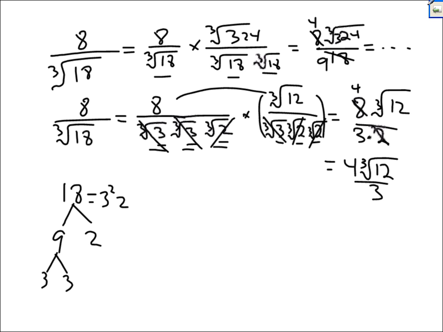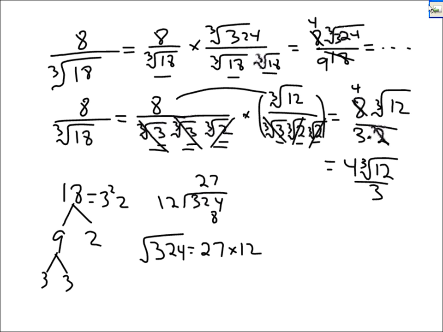Now, what you'd have to know is, just let me cheat a little bit, please. What you have to know is that 324 is 27 times 12. And good luck figuring that out. Good luck in figuring that out. That's why I prefer to use smaller numbers. The cube root of 27 is 3. The cube root of 12 I don't know.